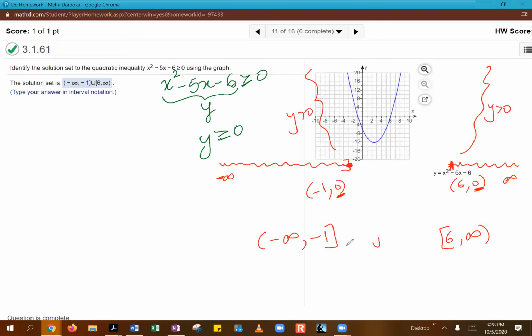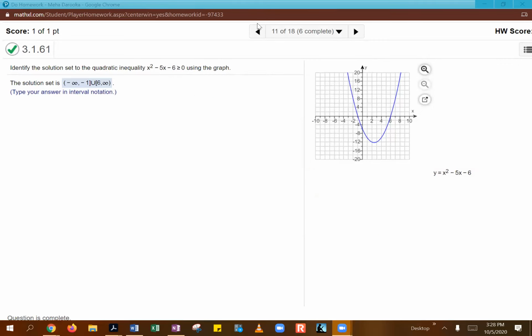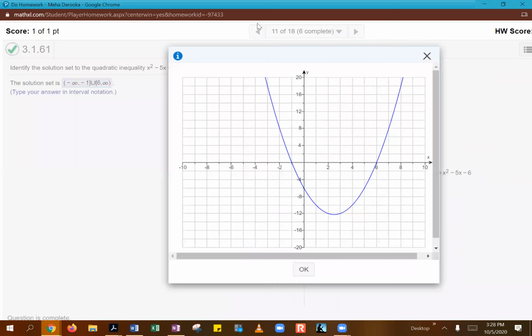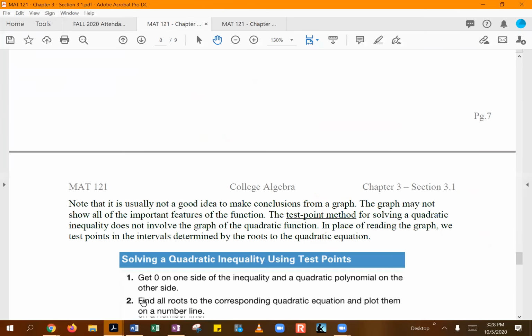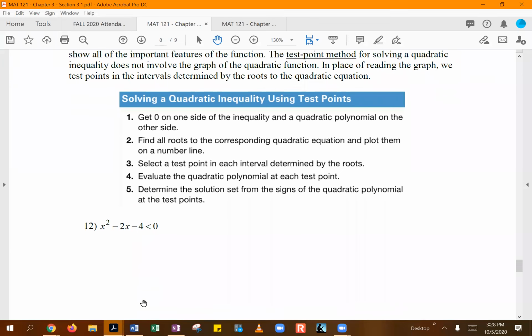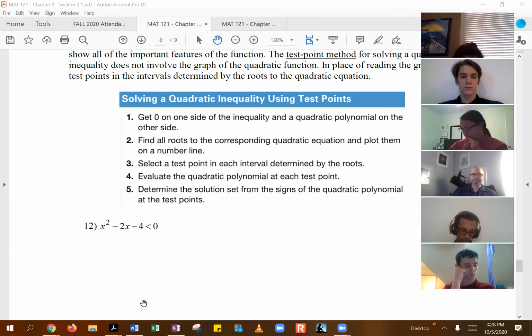Alrighty, very nice. So with the graphical method, like you saw, just look at the graph and pick your ordered pairs where the x-intercepts are, and those help you break down where your function will be greater than or less than. Now with the test point method, we are skipping that whole come-up-with-your-own-graph step. Of course, in MyMathLab they give you the graphs, but if you were doing this on paper by hand, we would be drawing our own graphs.